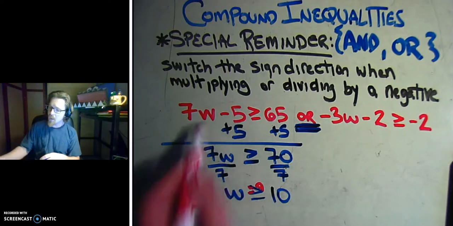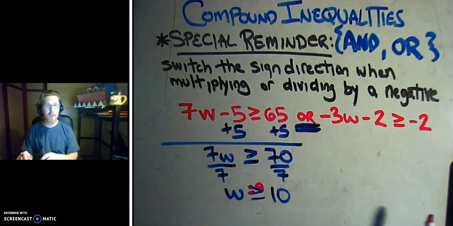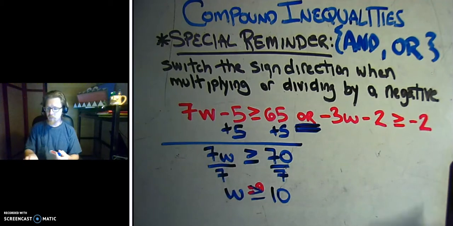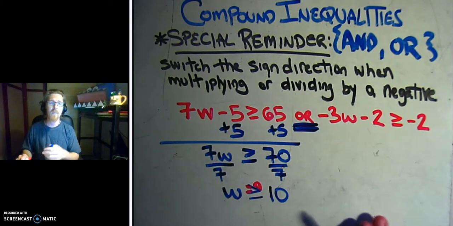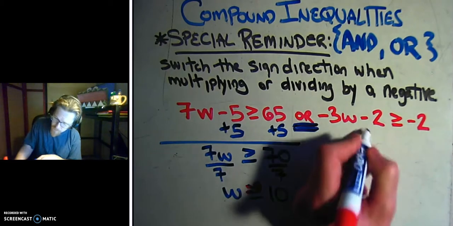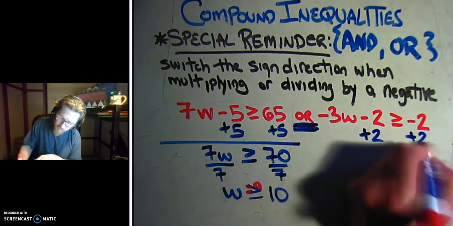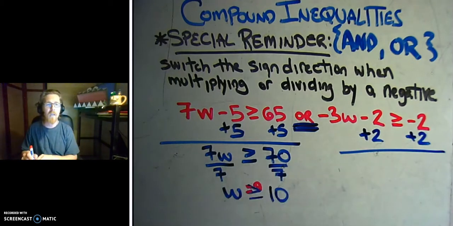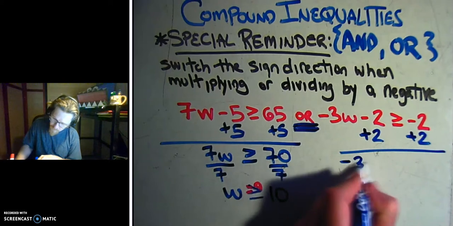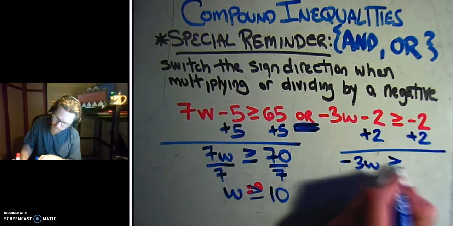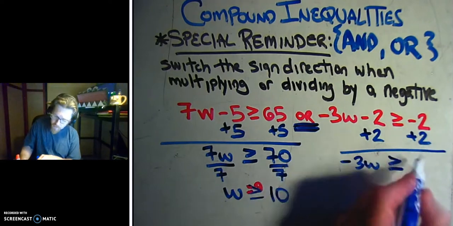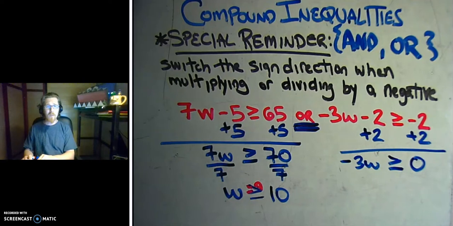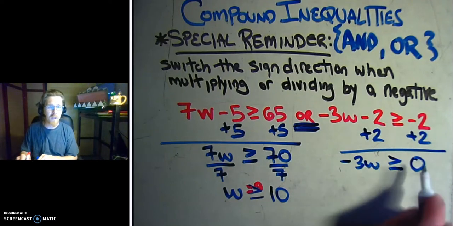Now, we had a compound, so w can have other values as well. This is negative 3w minus 2 is greater than or equal to negative 2. I'm going to use inverse operations again, undoing any addition or subtraction first. So I've got to get rid of that minus 2. I'm going to add 2 on both sides. This gives me negative 3w is greater than or equal to, because negative 2 and positive 2 make 0, and negative 2 and positive 2 also make 0. So negative 3w is bigger than or equal to 0.